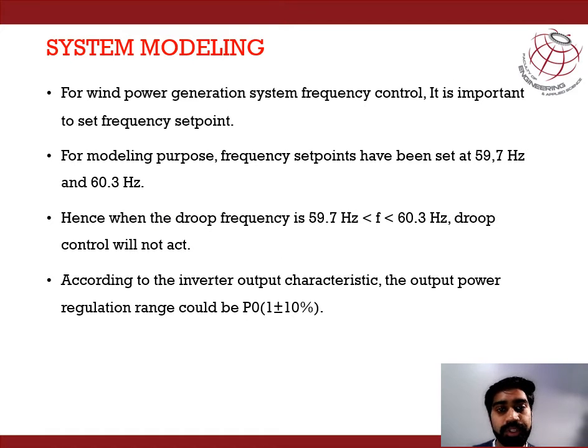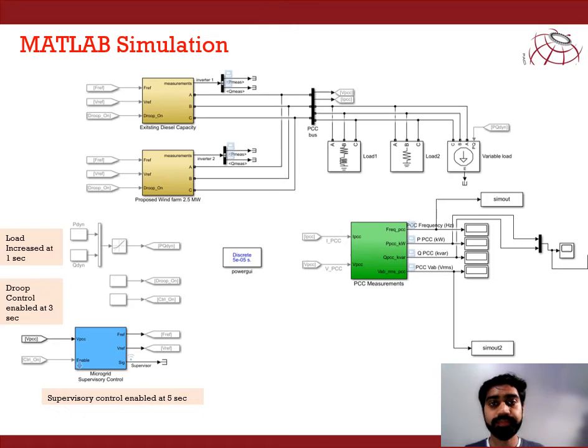So in the MATLAB simulation, we have set frequency set points at 1% deviation. So frequency can vary from 59.7 hertz to 60.3 hertz. Apart from that, active power also can vary 10% from its rated output. So in the upcoming slide, I'll present the simulation.